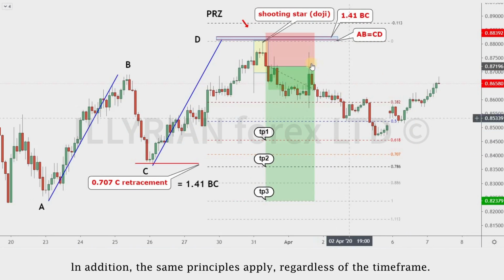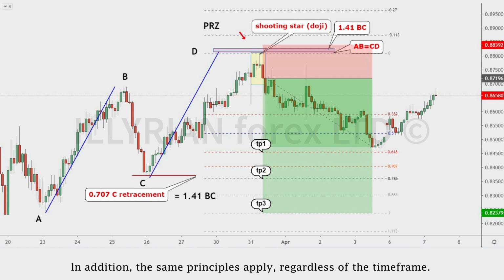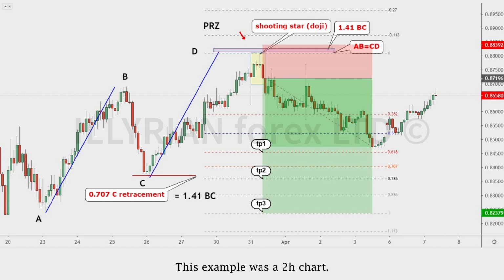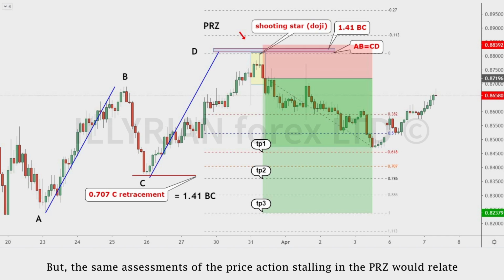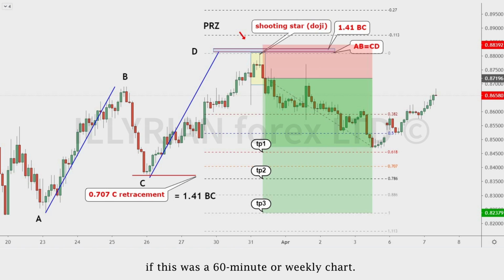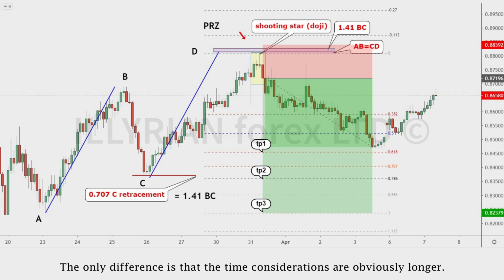In addition, the same principles apply regardless of the time frame. This example was a 2-hour chart, but the same assessments of the price action stalling in the PRZ would apply if this was a 60-minute or weekly chart. The only difference is that the time considerations are obviously longer.